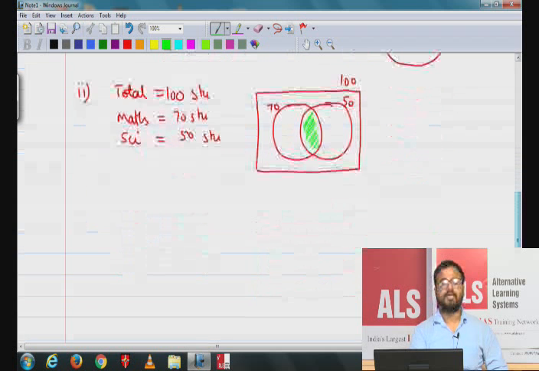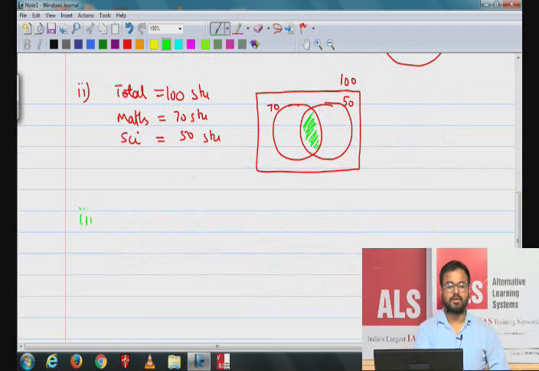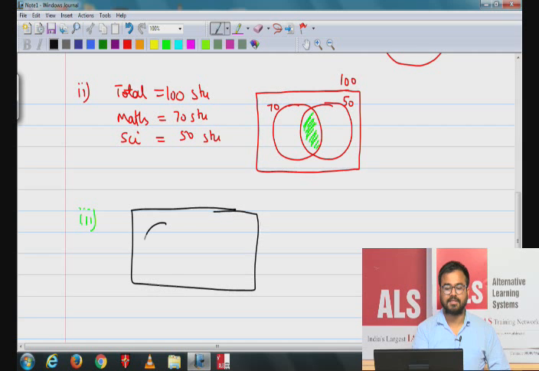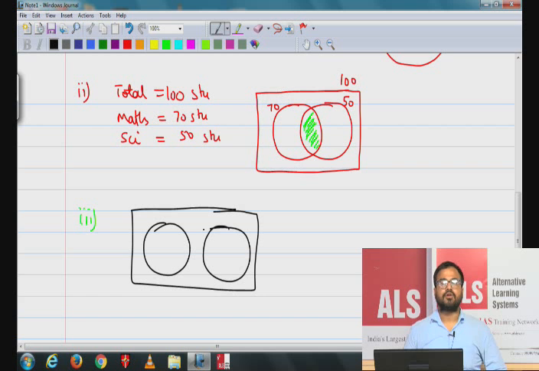Now the third case can be like this: there are some students in the class, some are studying maths and some are studying science, but there is no student who is studying both maths and science. It means there is nothing in common between the two subjects. So we can draw like this. This is one circle, this is another circle. These are called disjoint sets, or you can say the intersection of both of them is a null set.